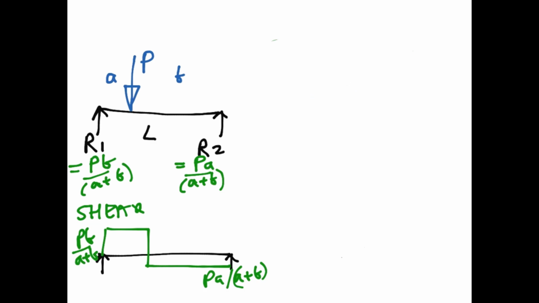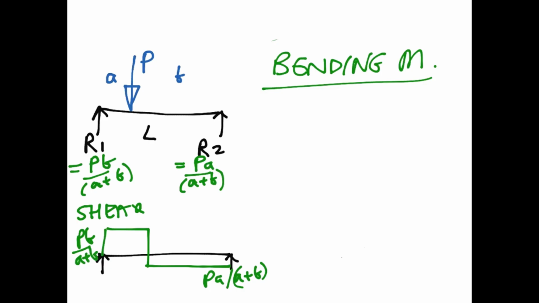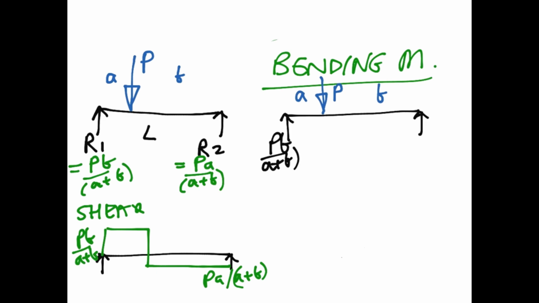So again, the bending moment diagram is very simple, sometimes referred to as a BMD. So we're going to draw the bridge again. We're going to draw point load P. We're going to put dimension A, dimension B, and I'm going to put the reactions in again: PB over A plus B and PA over A plus B.